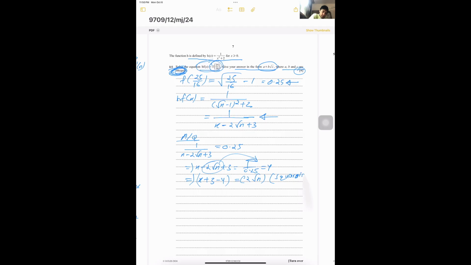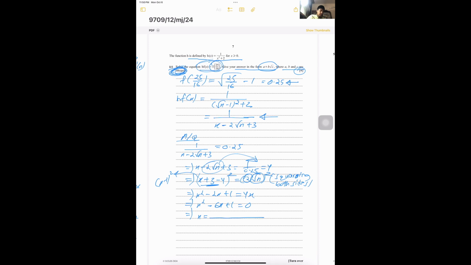squaring both sides, we get, first, this would become x minus 1 whole square, right? So it would be x square minus 2x plus 1, and this would become 4, this would become x, so 4x, or x square minus 6x plus 1. I'm doing basic calculations.